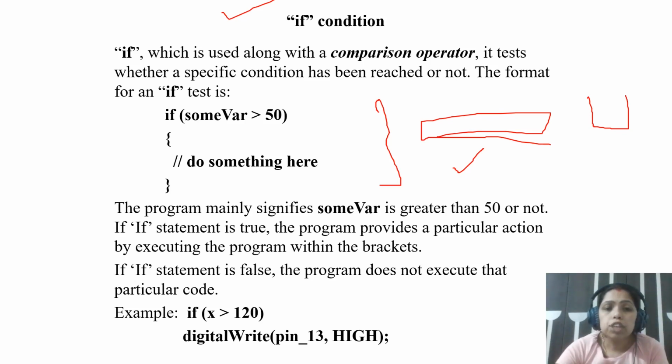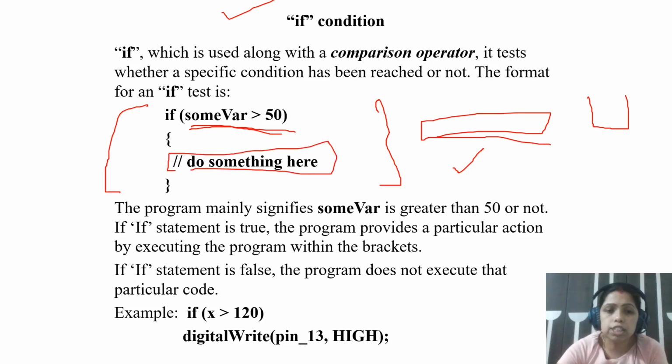Suppose here you can see the writing format. Within brackets you have to write the condition. The if condition you have to write within the brackets. Then within the curly brackets, you have to write the set of instructions, the set of code, here.